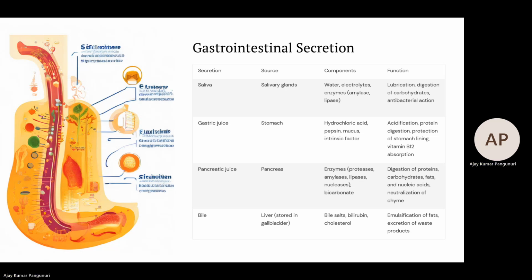Bile is secreted by the liver and stored in the gallbladder. Its components are bile salts, bilirubin, and cholesterol. It helps in the emulsification of fats and excretion of waste products.